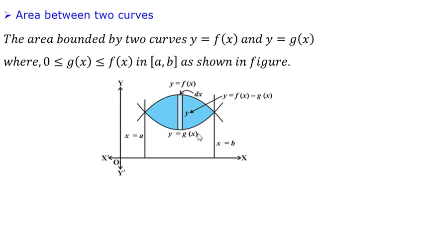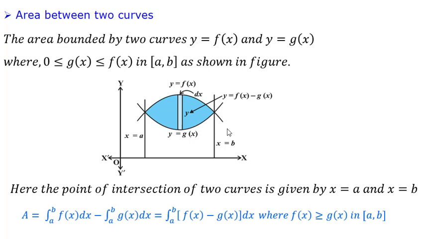Now in this case, to find the area of the shaded region, we use the formula: area equals the integral of f(x) dx between a and b, minus the integral of g(x) dx.